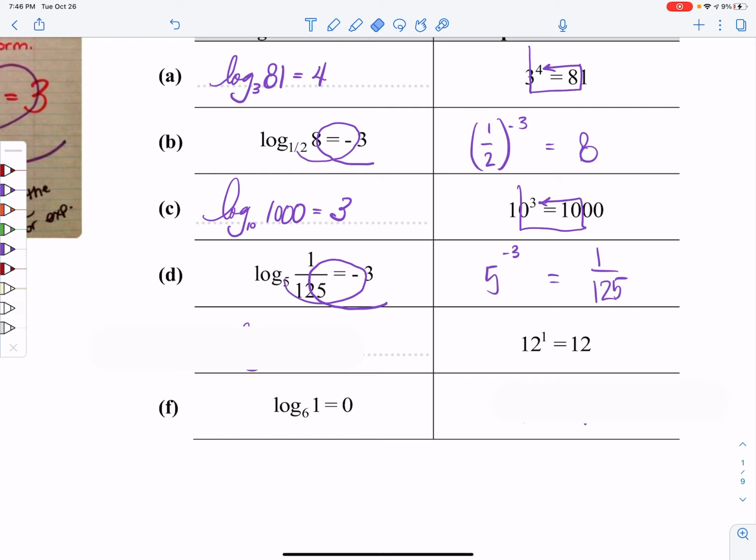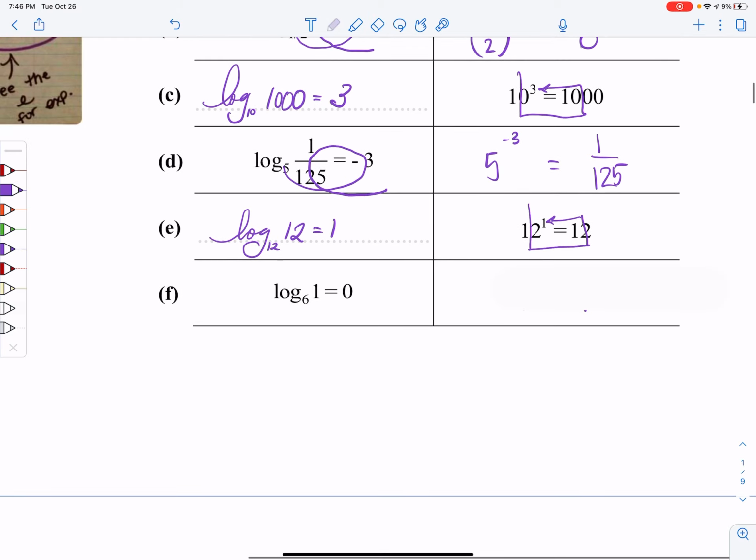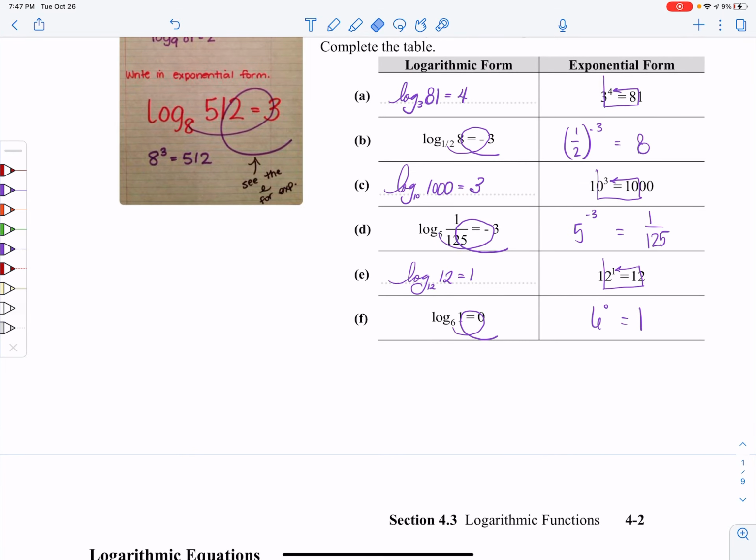For part E, we want the logarithm, so we're going to have log base 12 of 12 equals 1. And then last but not least, 6 raised to the 0 is equal to 1. And we do know that anything raised to the 0 power is equal to 1, so that one's not a surprise.